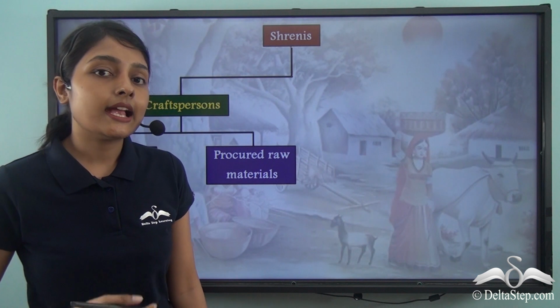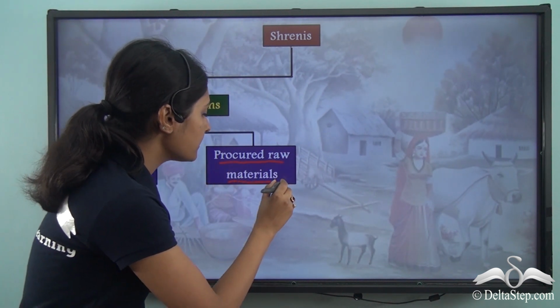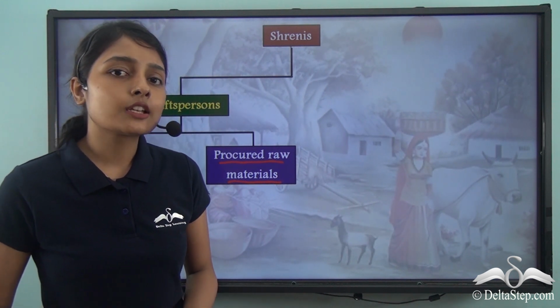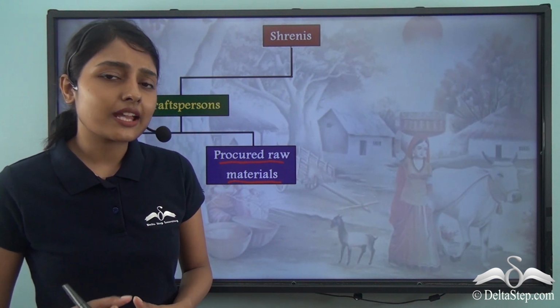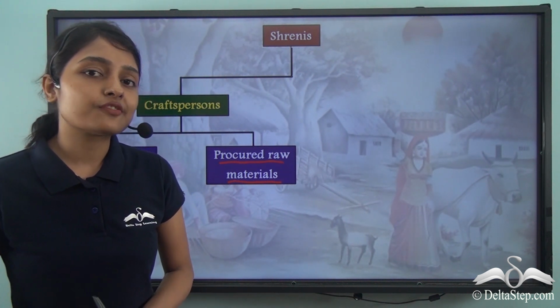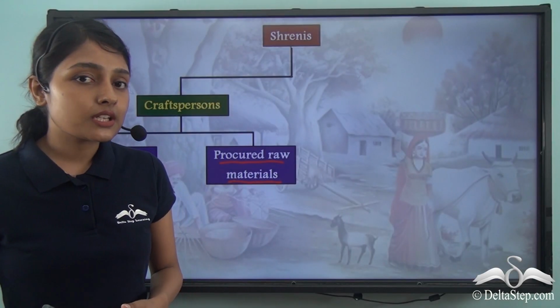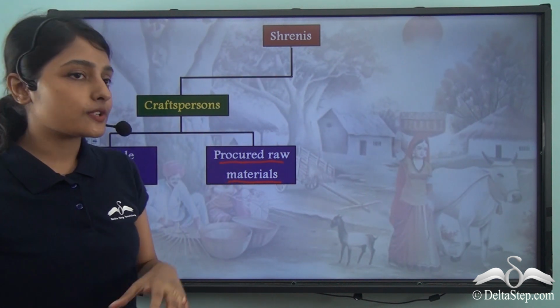Along with that, these shrenis helped the craftspersons to procure raw materials, because only with training proper textiles and goods cannot be produced. Because for the production of textiles or goods or any kind of item, raw materials are required, and these raw materials were procured by the shrenis of the craftspersons.